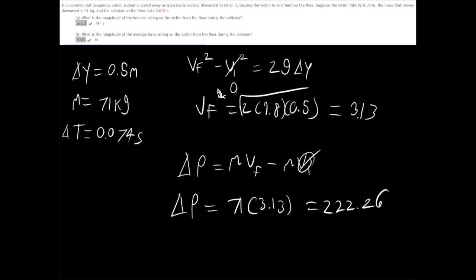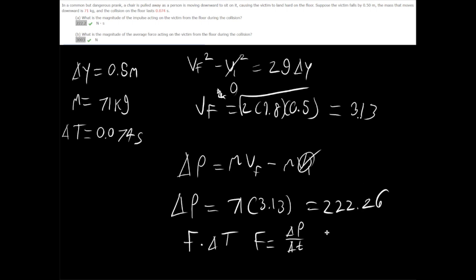And it says, what is the magnitude of the average force acting on the victim during the collision? Now, the magnitude in this case for impulse, we know that that is force times change in time. How do we know what the force is? Force equals the delta P, change in momentum, over the change in time. Once we know this, we can get the magnitude of the force acting on the victim.